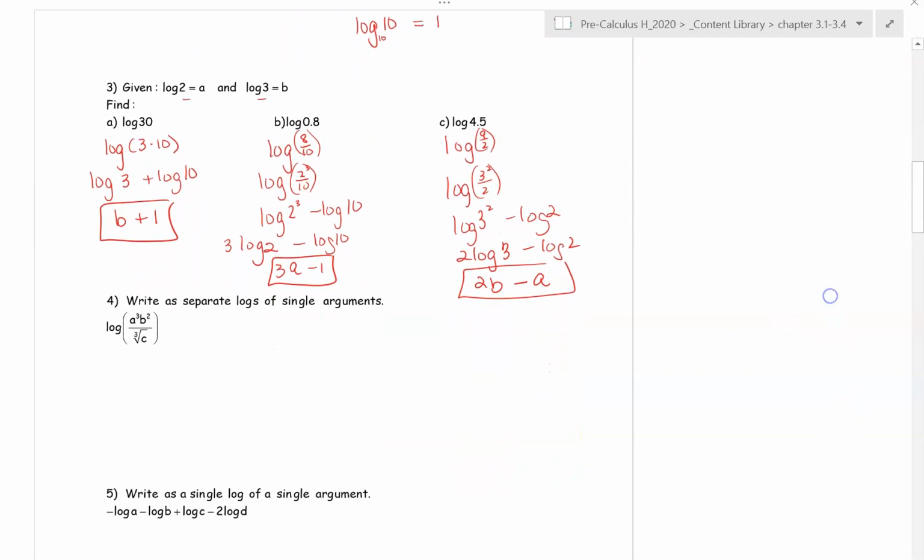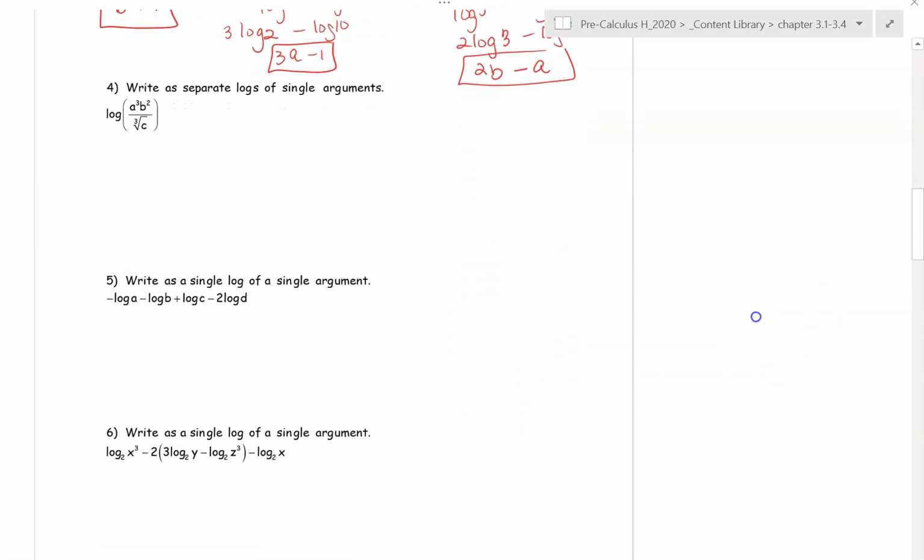All right, so what we're going to do now is write this logarithm for number 4 as separate logs of single arguments, and then in parts 5 and 6 we're going to go the other way, and write a log of a single argument instead of separate logs.